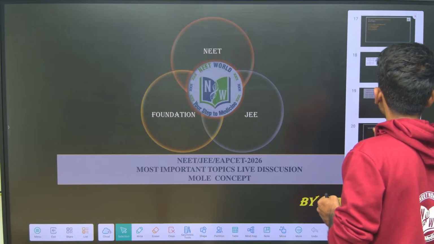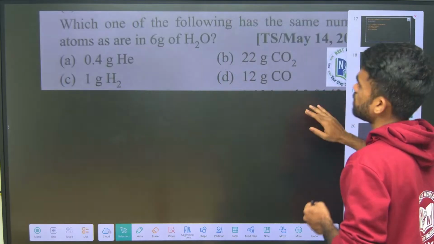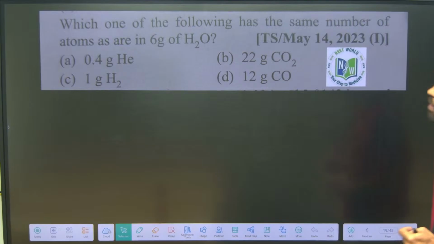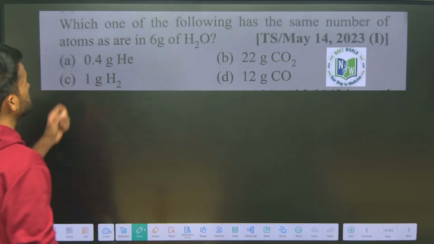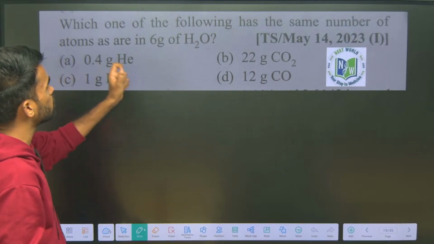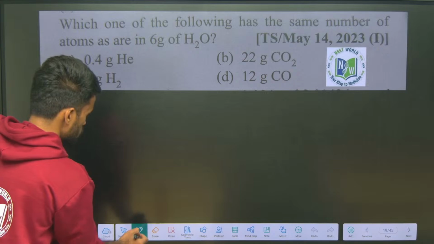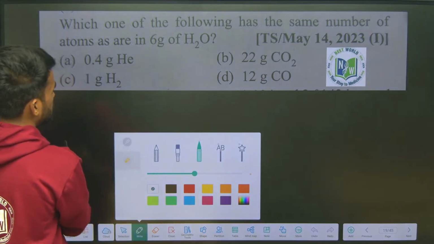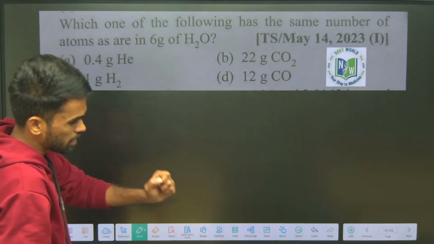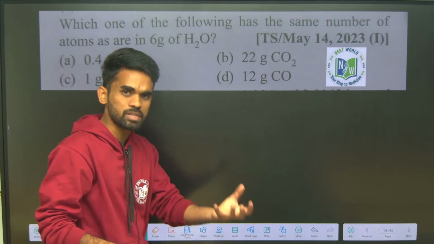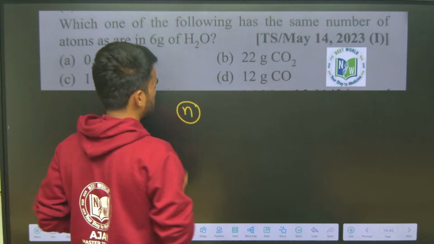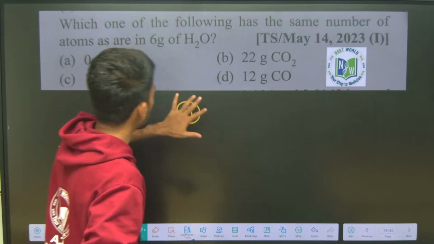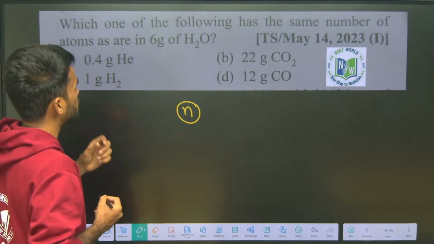For example, based on yesterday's discussion, just look at this question from the 2023 paper. It is saying: which one of the following has the same number of atoms as there are in 6 grams of water? It is very simple. Whenever they are asking number of atoms, number of particles or quantity of substance, you just think about number of moles, n. First of all, calculate the number of moles so that you will get some clarity.